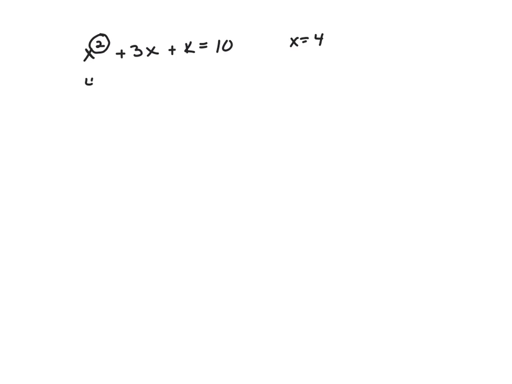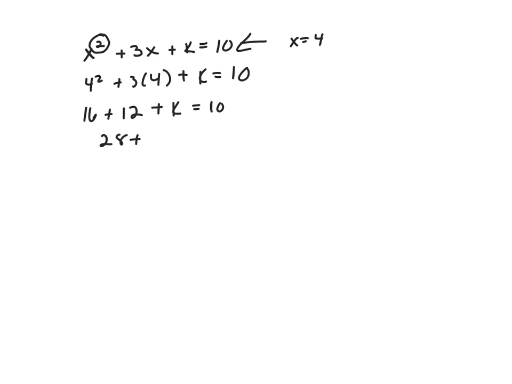So let's plug the 4 in and get 4 squared plus 3 times 4 plus k equals 10. I'm solving for k now, and then I'll plug it back in and I'll actually have a good quadratic equation. This is 16 plus 12 plus k equals 10. That's 28 plus k equals 10. That's k equals negative 18.